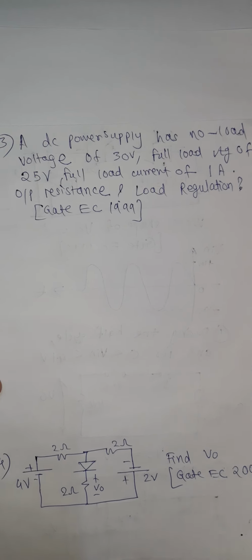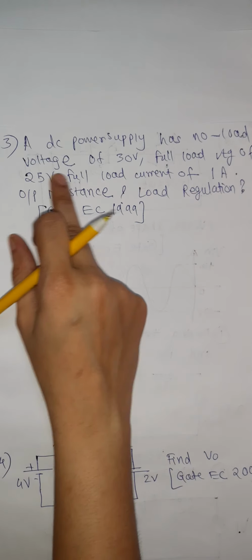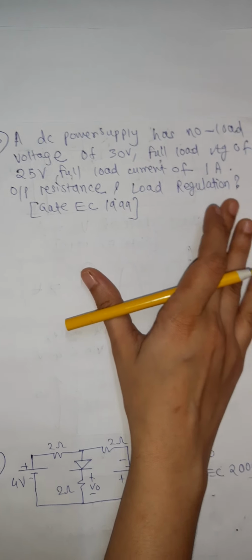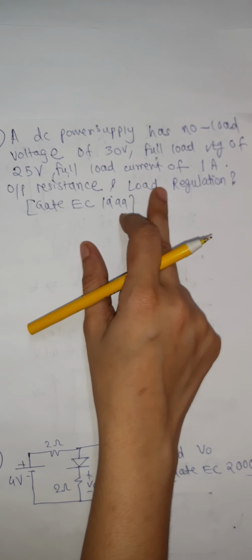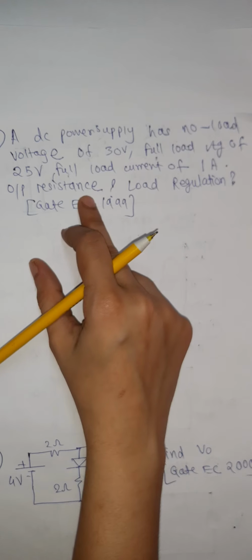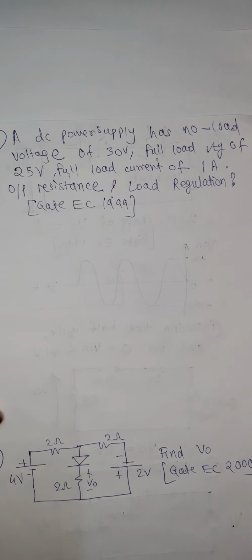Next question is question 3. A DC power supply has no load voltage of 30 volts, full load voltage of 25 volts, full load current of 1 ampere. Output resistance and load regulation we have to find out. This question is asked in GATE EC 1999.